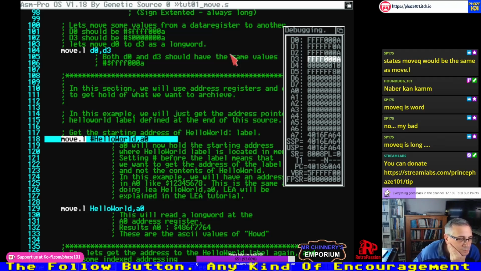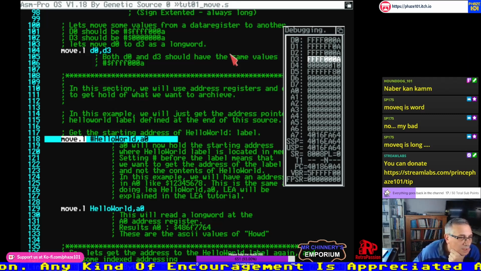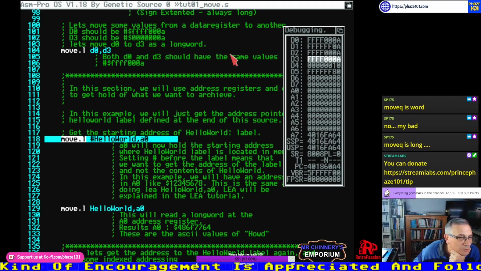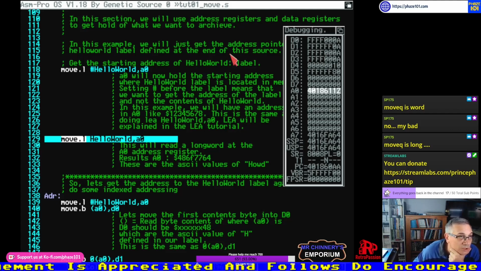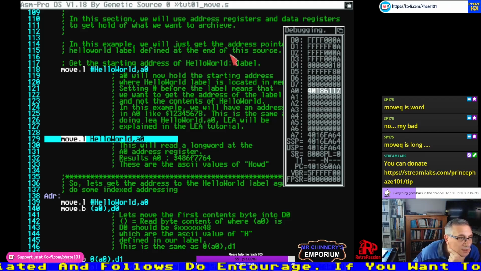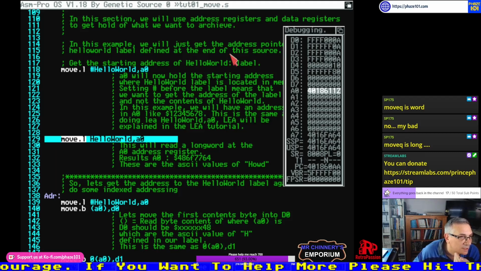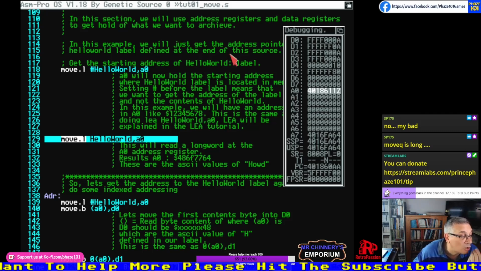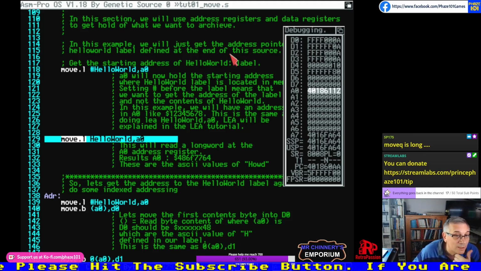So here we have that example of hello world. We have a text string and we are moving the address of where it starts into A0. So you can see A0 points to our string. However, notice that we specify hash in front of the label. That means the address of the label. Now, if you don't specify hash, it means the contents at that label. So we are moving the 4 bytes where the label is into A0.